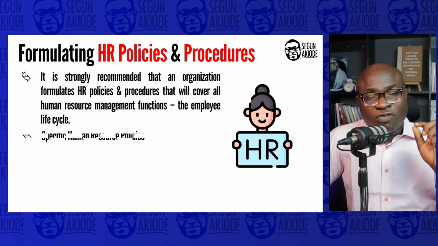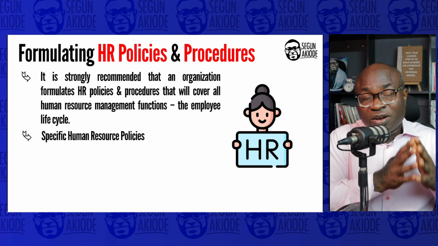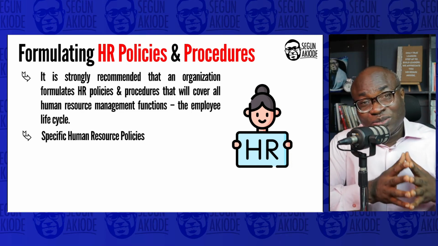Formulating HR policies and procedures. Now, in order for organizations to be consistent, not to show favoritism, and also for the people management to be in consonance with the corporate values, the HR policies and procedures need to be formulated. In formulating the HR policies and procedures, organizations should ensure that they cover the entire employee life cycle. Speaking about the employee life cycle, we're talking about from the point of hiring to development and the exit of the employees. Now, what are some of the critical, specific human resource policies that organizations should be able to create?